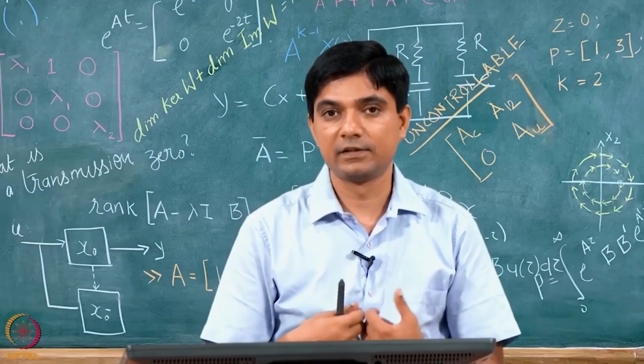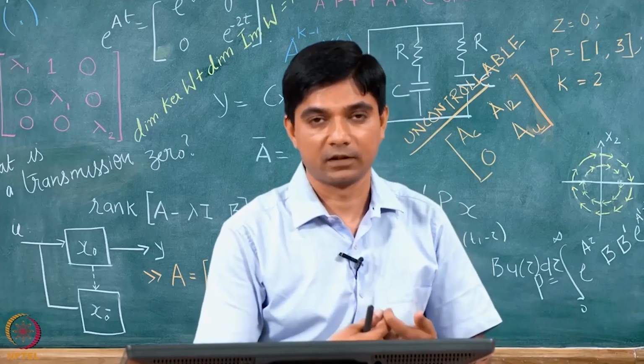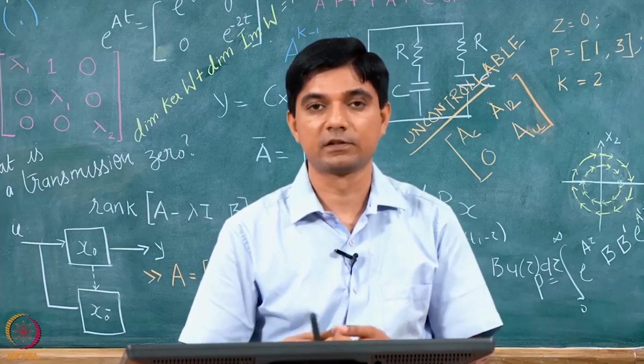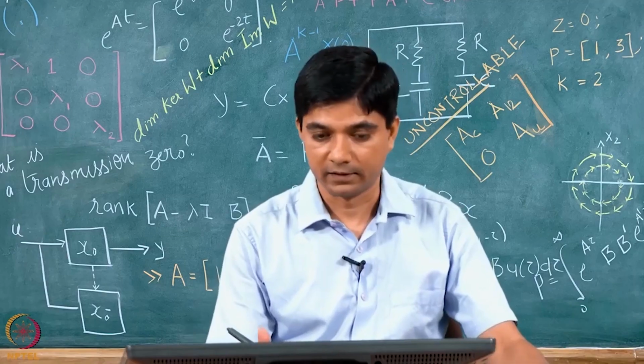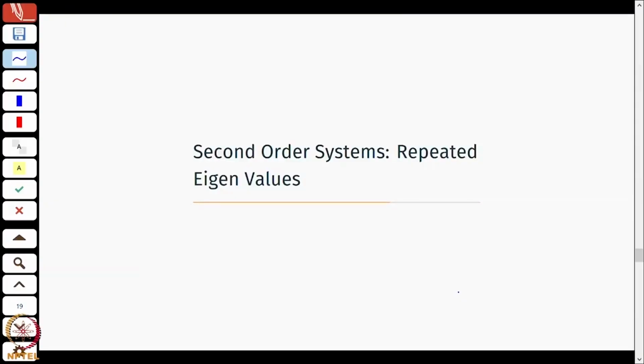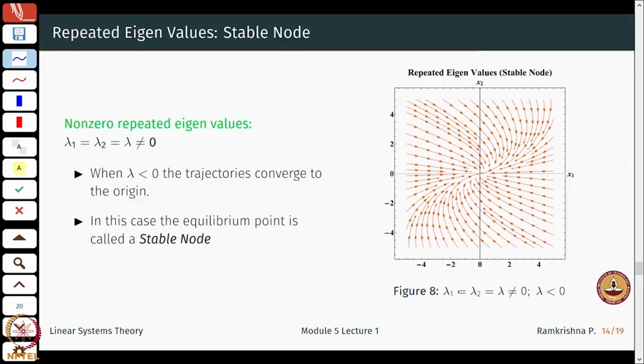Now, there we just talked about damping, the damping properties of the system, but this is a little more general way of looking at it. What happens when we have repeated eigenvalues, or for the case when we look at a critically damped system? Well, when we have non-zero repeated values, which means lambda 1 and lambda 2 both are equal to lambda, the trajectories, well, as usual they converge to the origin, and in this case again the equilibrium is called a stable node.